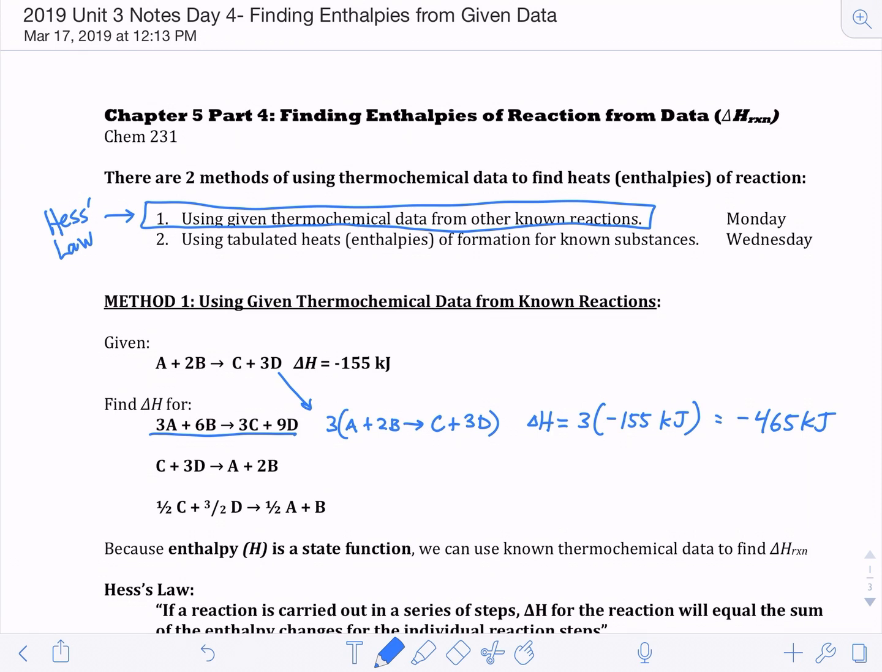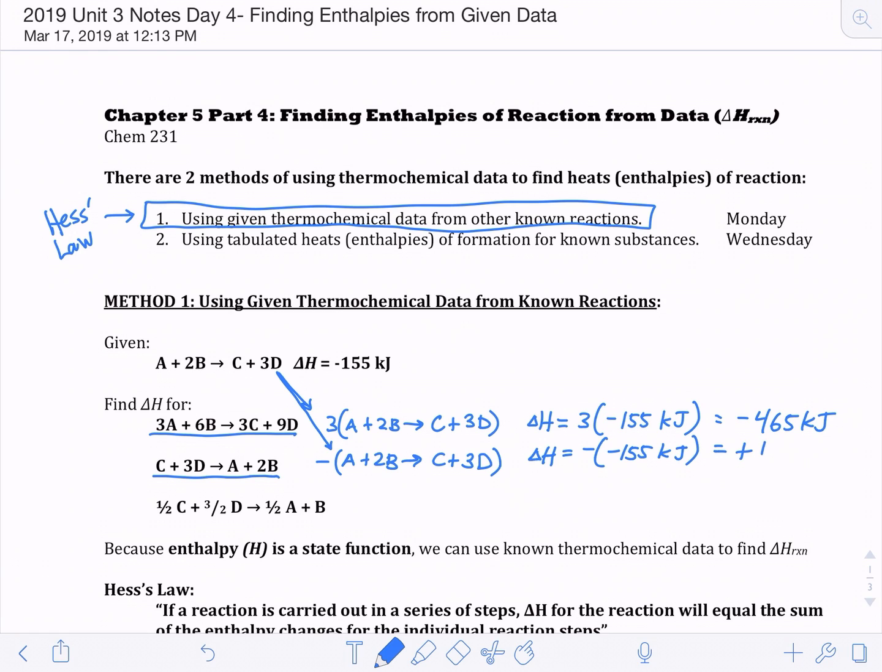The second one says C plus 3D goes to A plus 2B. Well, what did we do there? We just flipped it around. Today we're going to talk about flipping it around being like multiplying it by a negative. So if I flip it back around, I get my original reaction again. I flipped it around, which is like multiplying the reaction by a negative, so I flipped the sign of my delta H.